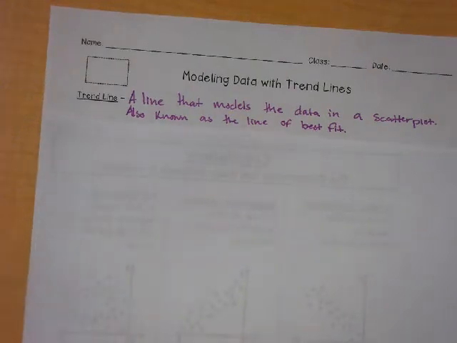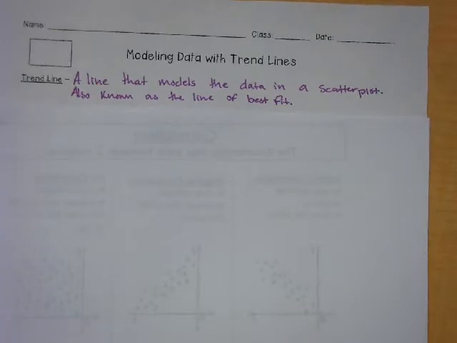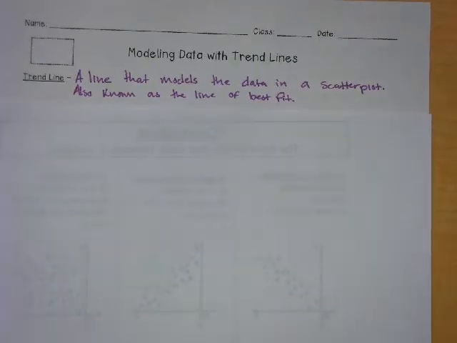So today we're gonna talk about trend lines, which are lines that model the data in a scatter plot. We talked about the scatter plots yesterday. So today we're gonna focus on what we're doing with the scatter plots, what we're doing with the information that we have. So the first definition is trend line, which is a line that models the data in a scatter plot. It's also known as the line of best fit.